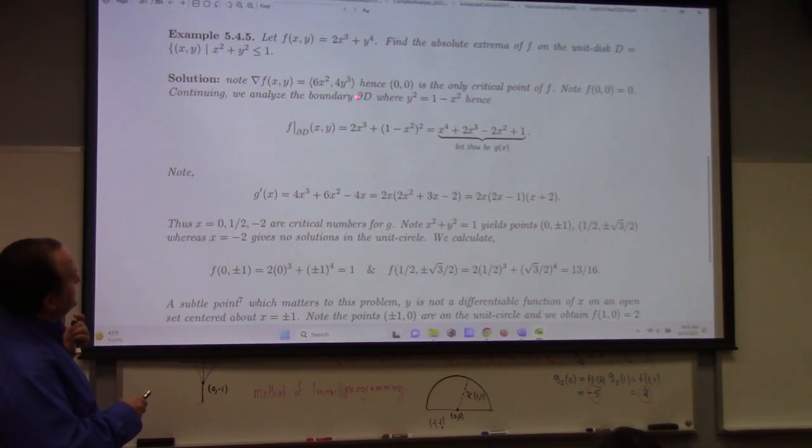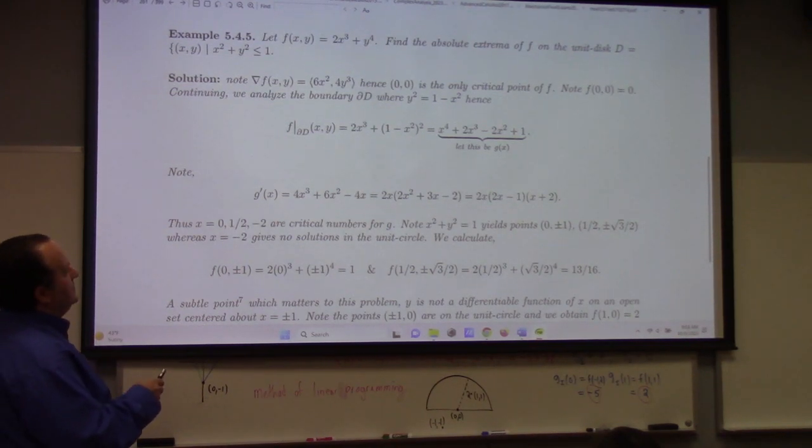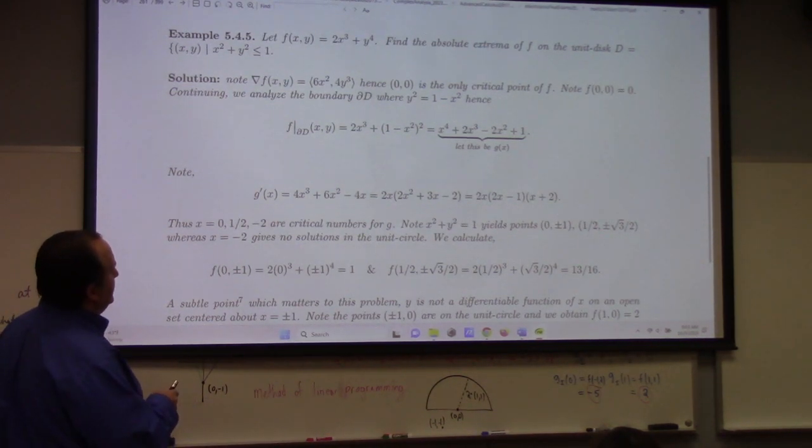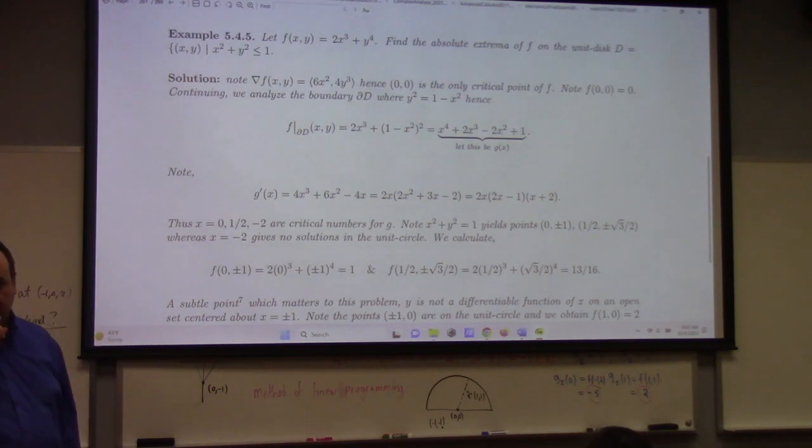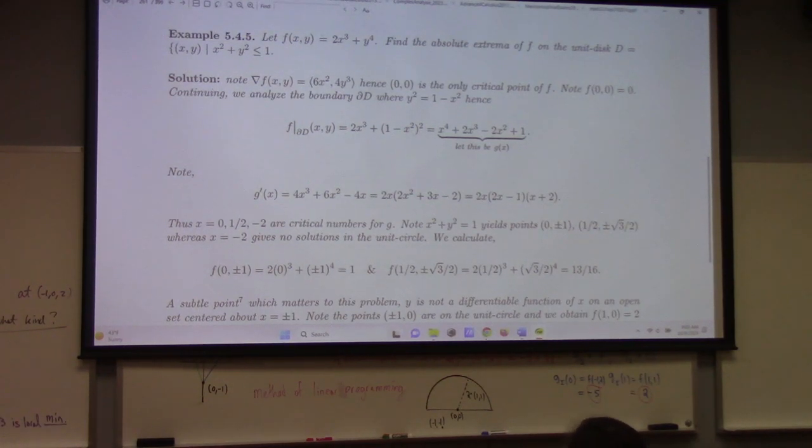On the boundary, oh, here's an interesting thing. I resisted the urge on this one to just parameterize the boundary. Instead of just parameterizing the boundary, what did I do? I took advantage of the equation of the boundary. I simplified the function with respect to that equation. That makes it easier, actually, here.